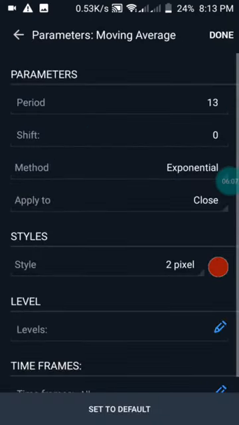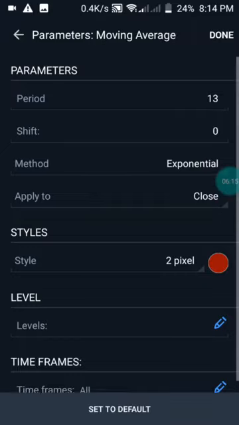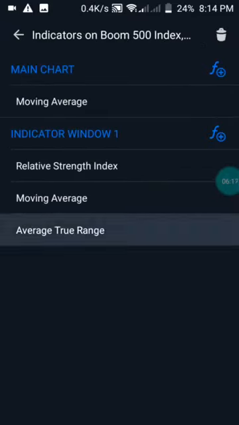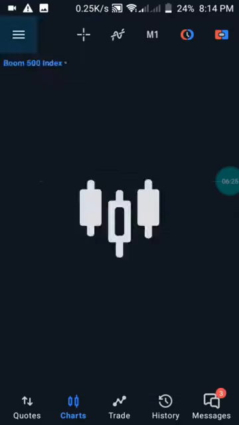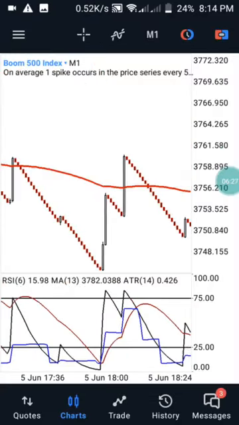We have this moving average also inside that indicator window 1. We have the period of 13, we have the exponential, we have apply to close, and we have red as our color here. Then you press undo. Then we have the average true range, which is the period of 14. We have the style to be blue, and then you press undo. You will have the same chart the way I have it here on the chart.